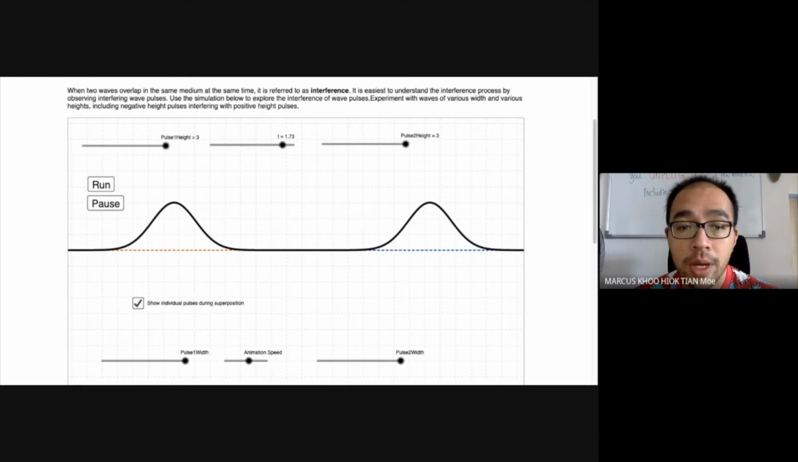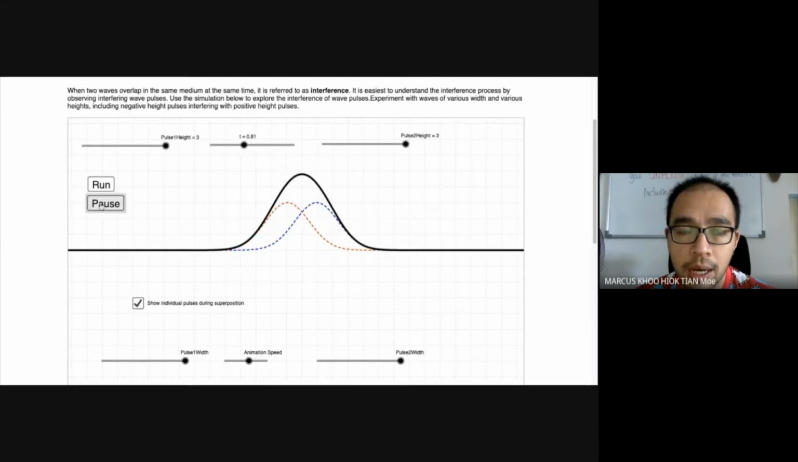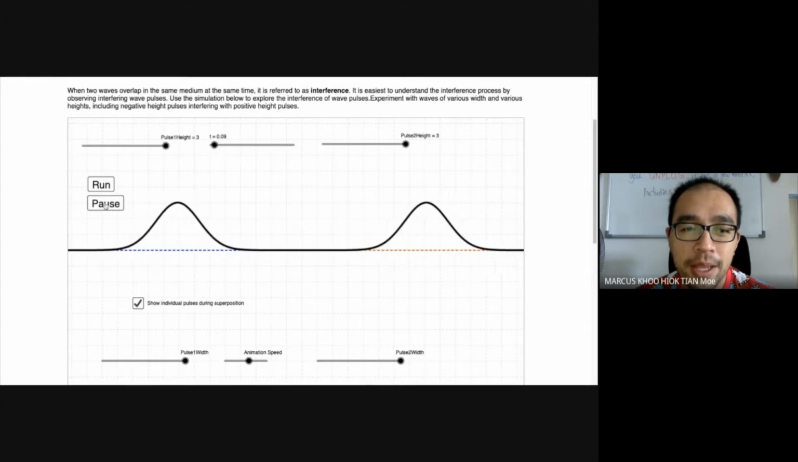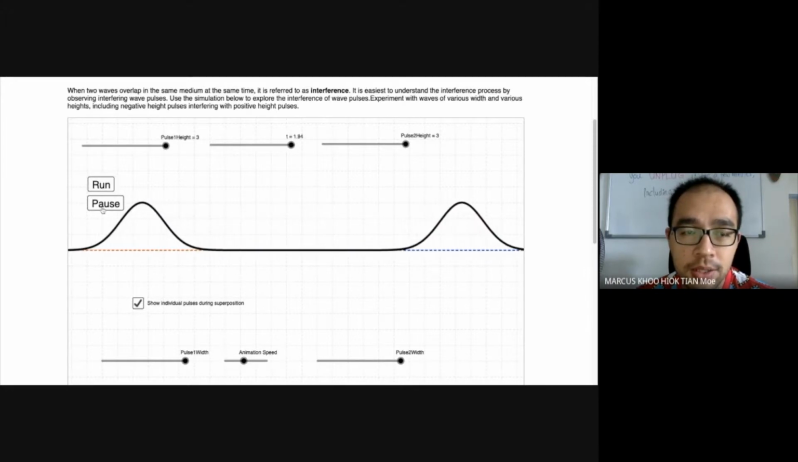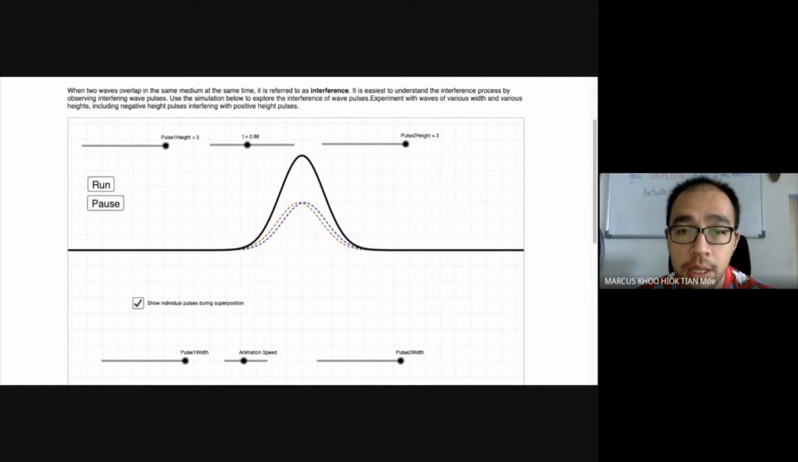Now write an equation, number 3, to relate both amplitudes of the two pulses before they meet with the resultant amplitude after they meet together. Let's consider this as 3 and this as 3. When they meet together, I should do it a little bit slower so that I can pause it. So it's as if it is 3 plus 3 equals 6.